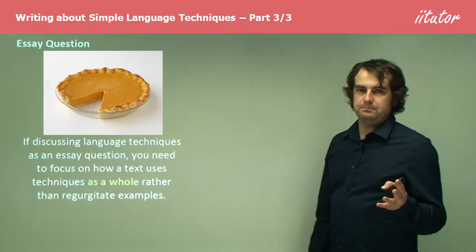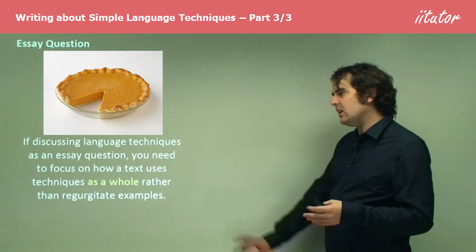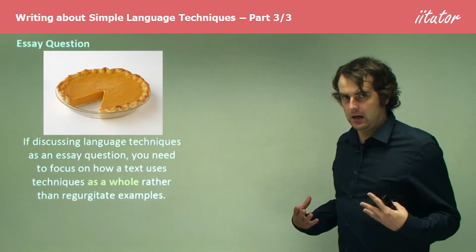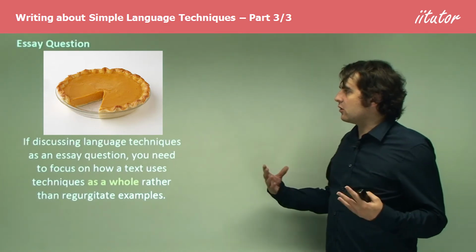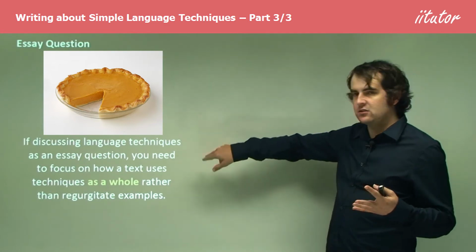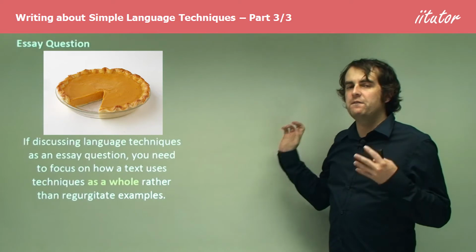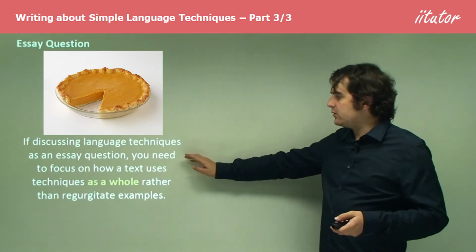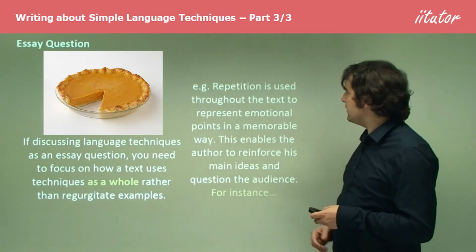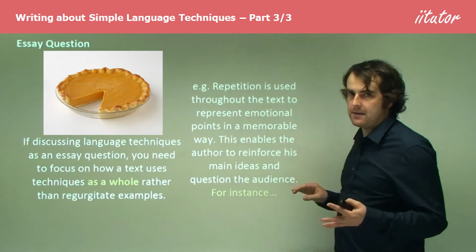However, that doesn't work. If you just list examples and don't really explain why they're there, then even if they're examples that the question is asking for, you're not going to get a very strong mark. The only way you can get a strong mark is you can talk about how it applies to the whole pie. So even if you've just taken a slice, you need to be able to apply that slice and say that this applies to the whole thing. So first of all, you need to be able to discuss it as a whole and actually say that techniques do this. So for instance, repetition is used throughout the text to represent emotional points in a memorable way.